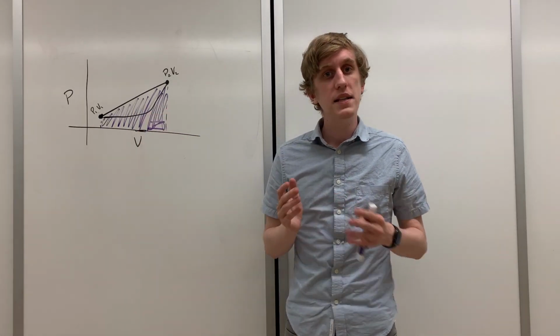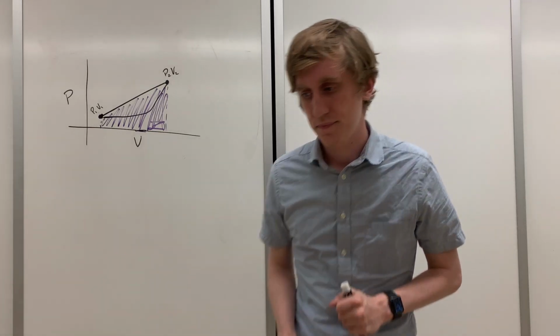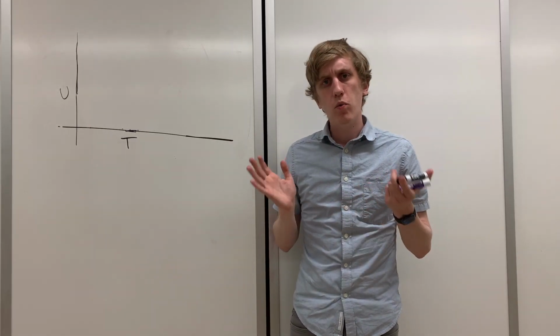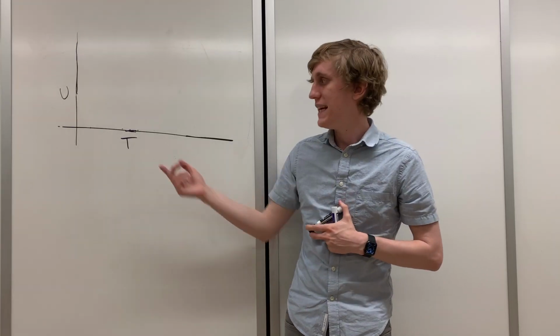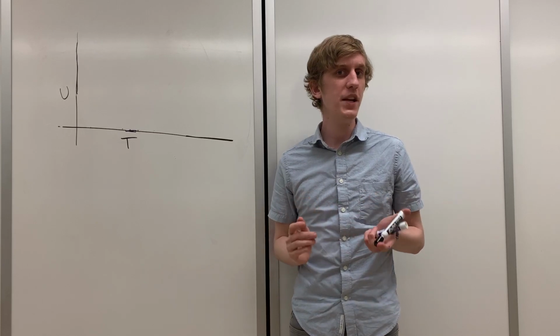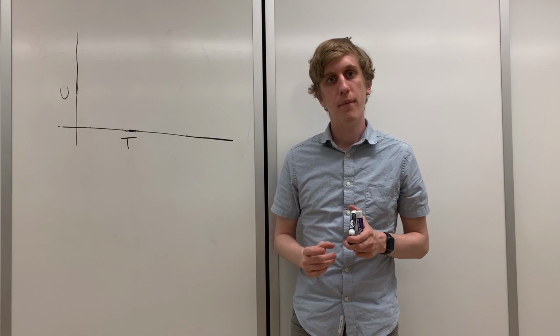There's one other type of state diagram that we're going to be using a lot. This is what's known as a UT diagram, where U is the internal energy of the system, while T is its temperature. What's some interesting information we could get by drawing a graph on a UT diagram?